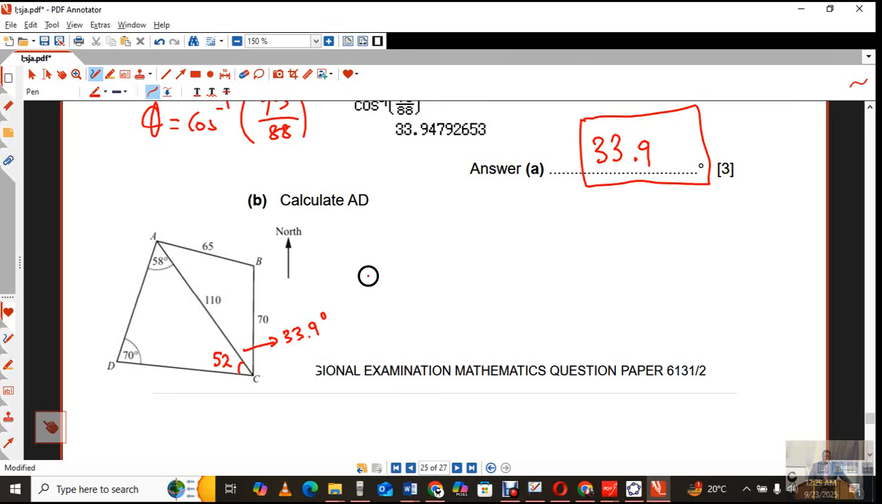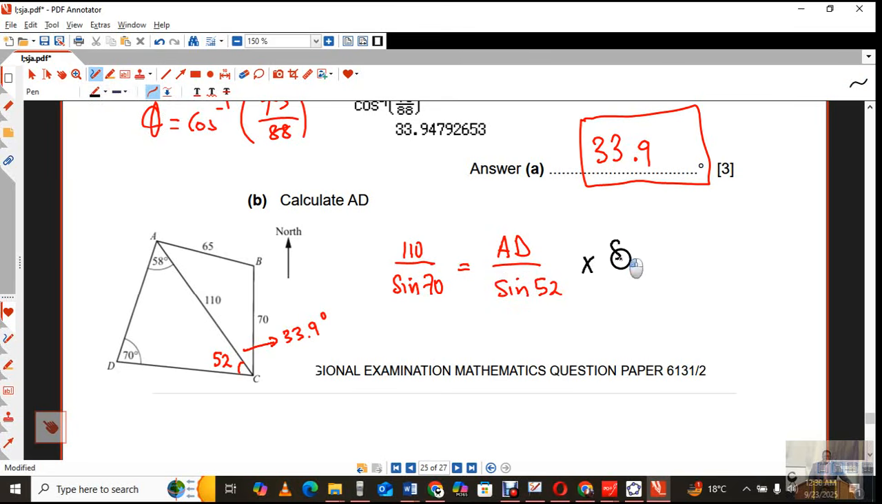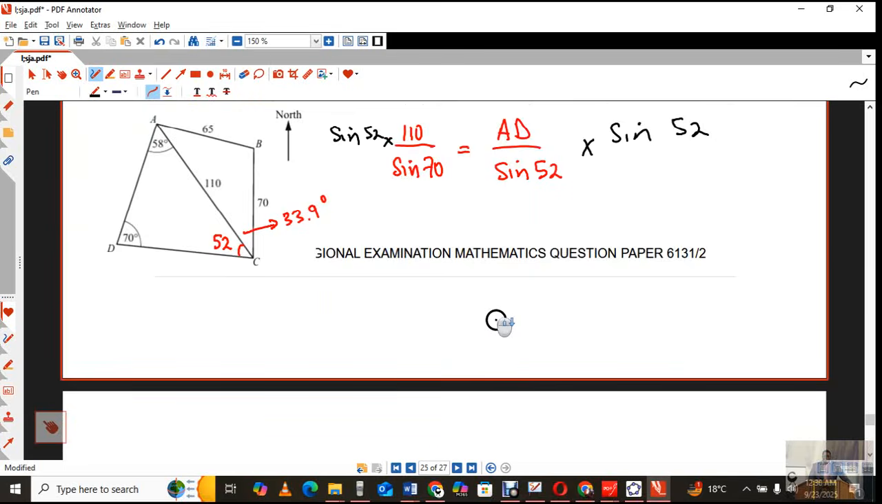Then they are looking for AD. We have a distance. So what I will do, I will use the sine rule. So the sine rule is 110 over the sine of 70, because it's opposite there, equals to the AD that we are looking for over the sine of 52. That's what you need to do. All right. So in order to get AD, it's very simple. You just multiply by sine of 52. You will multiply here by sine of 52. That's what you're going to do to get AD.